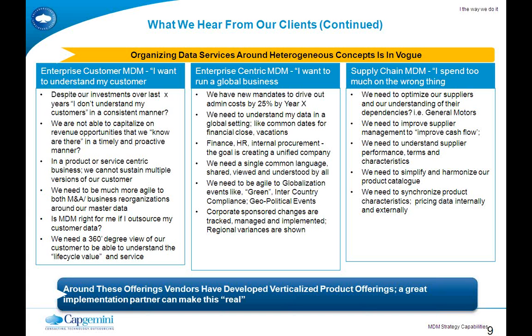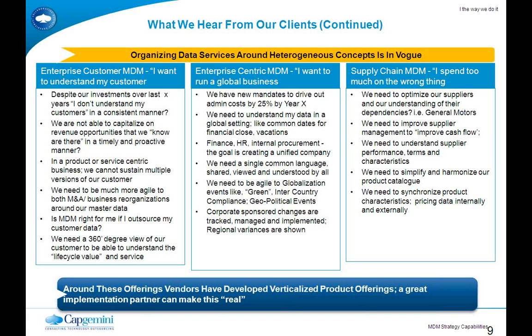The one in the center, enterprise-centric MDM, is generally about doing MDM for the business case of reducing internal costs and creating better efficiencies internally. So we're looking at driving down administrative costs, running our business more efficiently, really taking our business to be a globalized company or a unified company across many federated sectors.